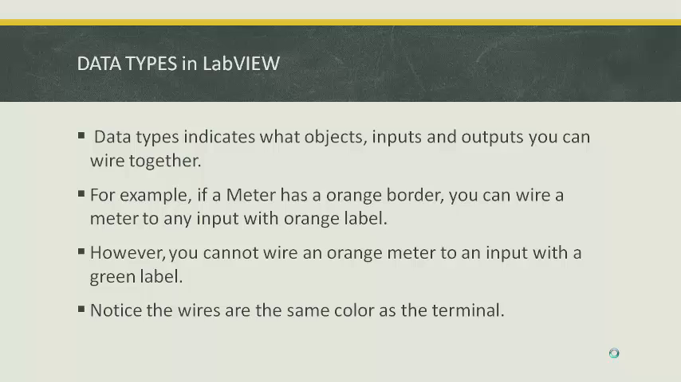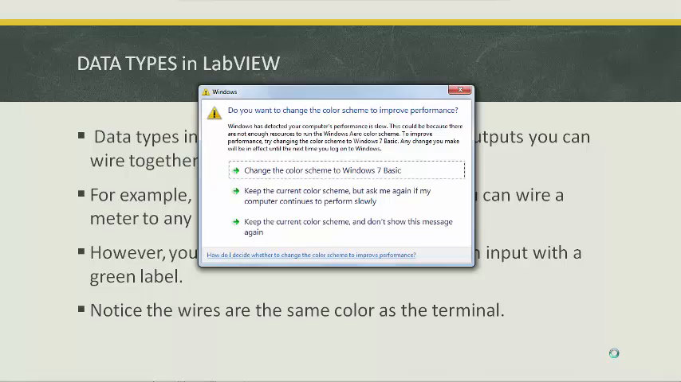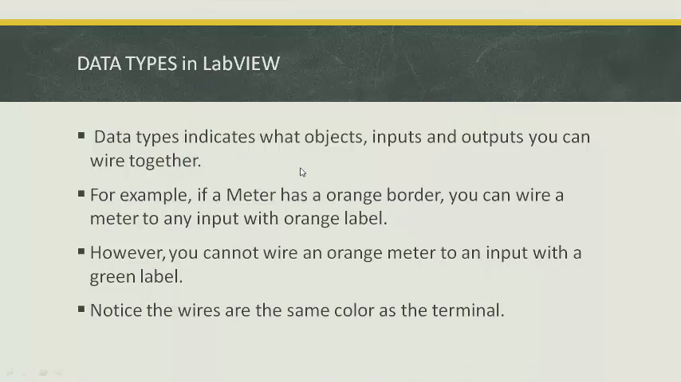For example, if you take a meter input, a meter is an input knob present in the front panel of LabVIEW. A meter has an orange border, so you can wire the meter to any input with an orange label. However, you cannot wire an orange meter to an input with a green label. If you try to wire, then you will find a broken wire. That is nothing but a collision, which is an error in LabVIEW. We can discuss this deeper later, in the previous slides.